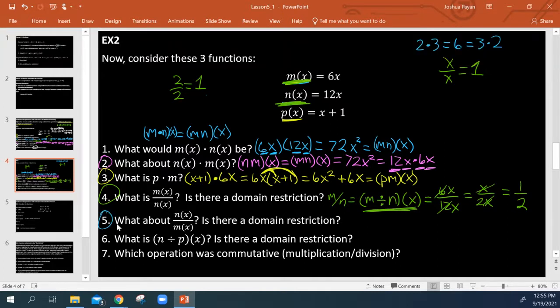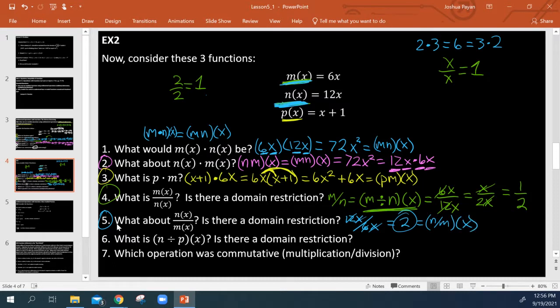Okay, so what about n over m? Like I said before, the commutative property does not apply to division. So this would be the same thing as number 4 except written upside down. So n of x, which is 12x, over m of x, which is 6x. 12 over 6 is 2. X over x is 1, so our answer would simply be 2. 2 is equal to n over m of x.